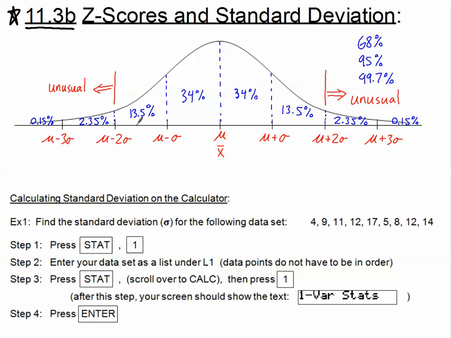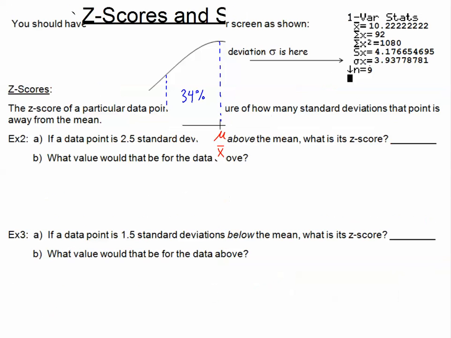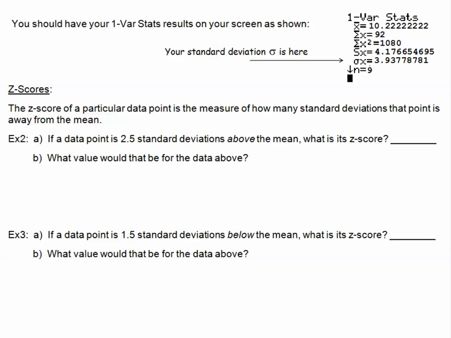Negative z-scores would be below the mean. So a z-score is when we're kind of in between standard deviations. So example 2, it says if a data point is 2.5 standard deviations above the mean, then what would its z-score be? Well, since we're above the mean, I know that it's positive, and obviously 2.5 is 2.5. So 2.5 standard deviations above the mean would have a z-score of 2.5.